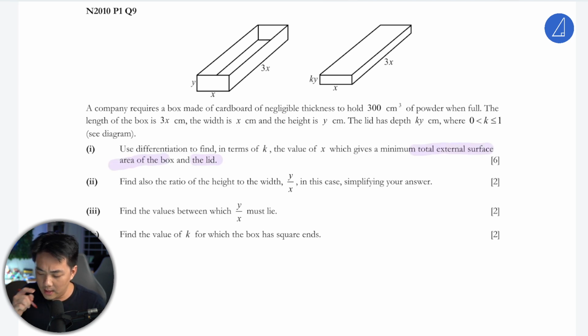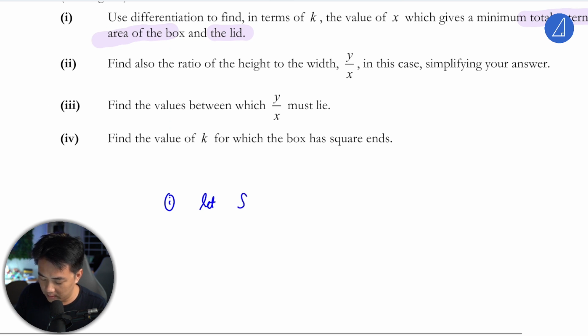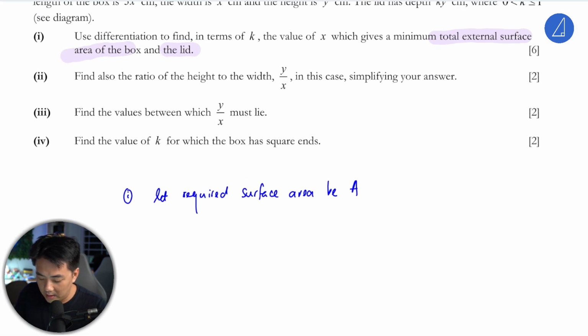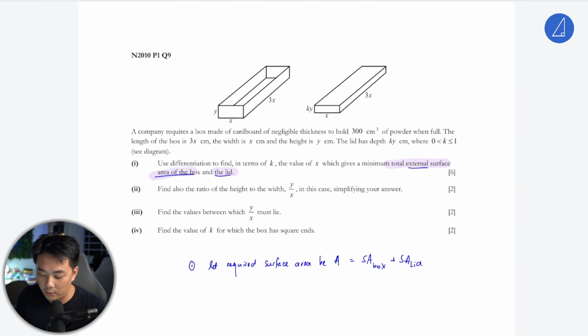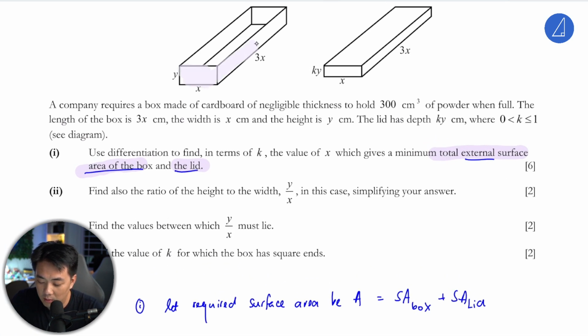Okay, so I think the main thing is now we need the external surface area. Let A be the total required surface area. So A is the total external surface area of the box and the lid. So it equals the external surface area of the box plus the surface area of the lid. So we have to read the question properly. In this case, we just need to calculate the external surface area, which is this side here, the outer layer, and this side, right? Because then the base area, right?